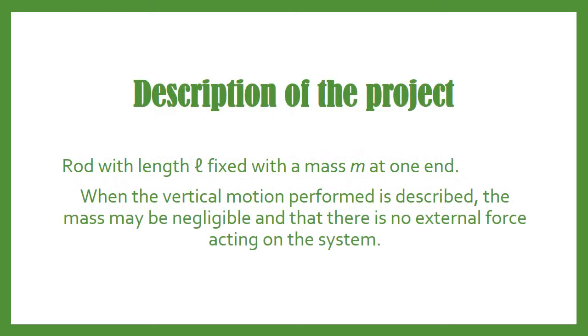The description. Any object that swings back and forth is a physical pendulum, but we will focus on only one type, which consists of a rod of length L fixed with a mass M at one end: the simple pendulum. When the vertical motion performed is described, the mass of the rod may be negligible and there is no external force acting on the system.